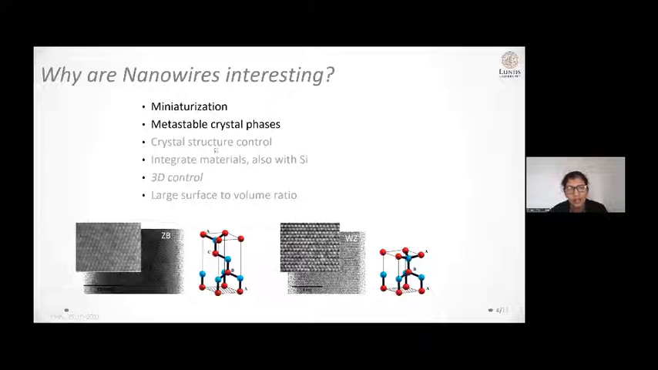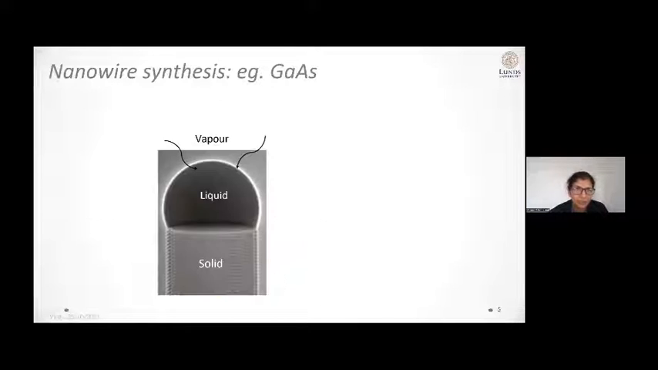And also, if you are trying to grow compound semiconductors as nanowires, then it is much easier to integrate that onto a silicon substrate or a silicon nanowire segment than planar growth of compound materials directly on silicon. And you can control the 3D shape of these materials, and these materials have a very large surface to volume ratio. Now, how are nanowires synthesized?